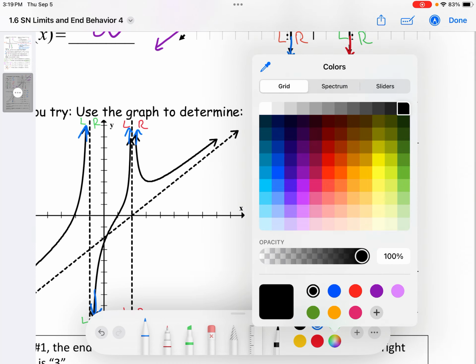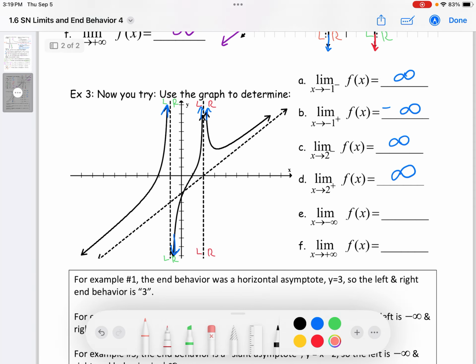Then on the end behavior, what the graph is doing on the far, far ends of the graph, we have another slant asymptote here. So looking at the far left of the graph, that y is coming closer to the line, which is going down. It's a negative infinity. On the far, far right of the graph, we're going up towards that slanted line, so that limit is infinity.